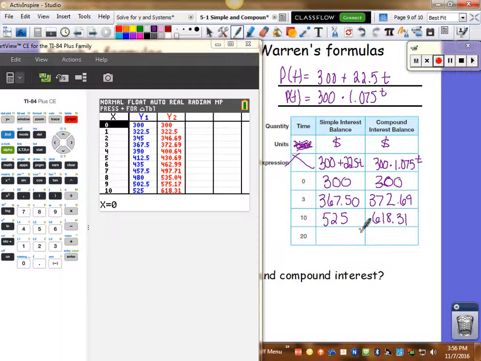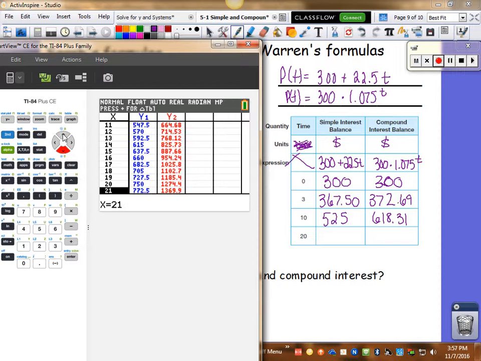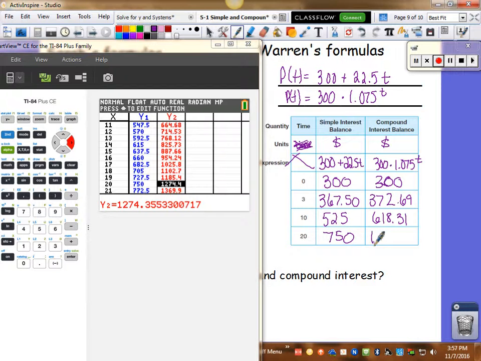20 years, gotta scroll. Okay, 750, simple interest doesn't make those big decimals. But we have to scroll over. Don't write 1,274.40 because that's not the exact value. $1,274.36. So make sure you're scrolling over so you can see this value all written out and not abbreviated.